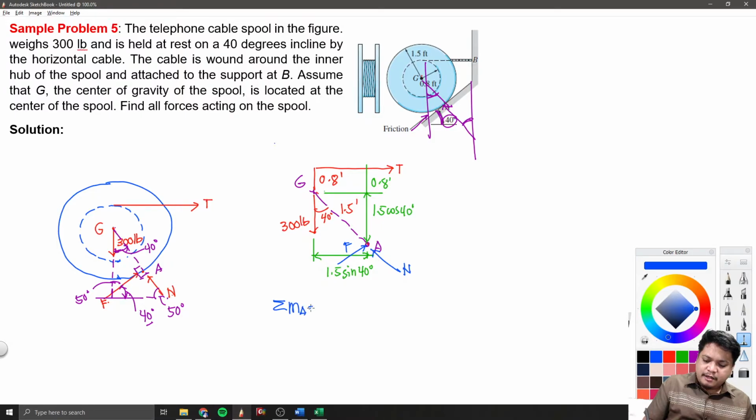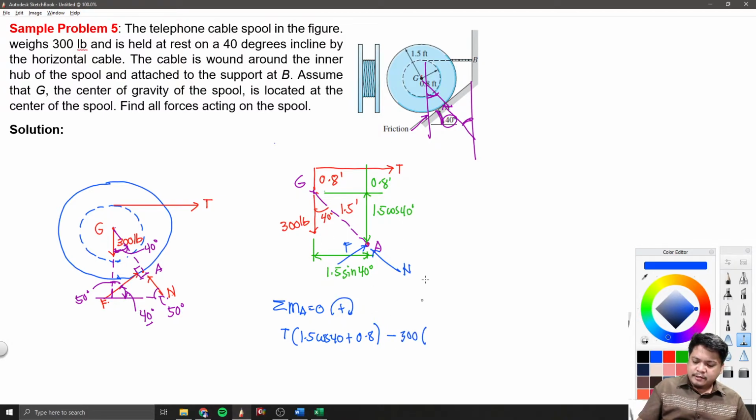Summation moment at A equal to 0. Pinaano ko lang dito, no? So, yung F ko, wala na akong moment doon kasi tumama siya at point A. So, meron na lang akong T. So, I will be having here T. At ang moment R niya is 1.5 cosine of 40 plus 0.8. Okay? Minus. Ito naman. Minus 300 pounds. Ang moment R niya is 1.5 sine of 40 degrees. So, wala na ibang forces. So, you have there T.